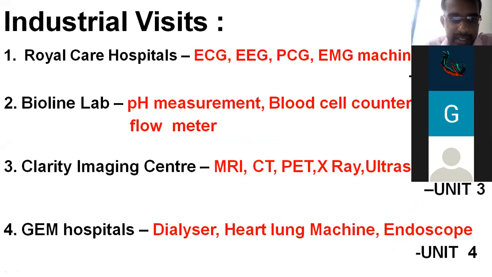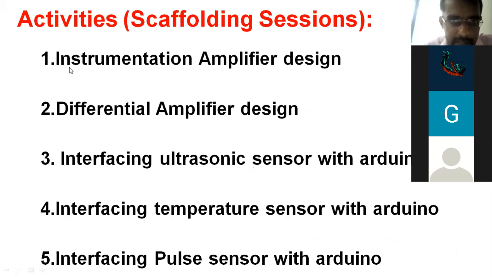So these are some industrial visits. If it reopens and everything settles down, then we'll go to nearby hospitals like Royal Canin hospitals for the first unit, and Gem hospitals. We have MOUs with them, and MOUs with Clarity imaging centers too. We can see all these things in real. Bioline lab, I'm trying to talk to them. So all these are some activities.